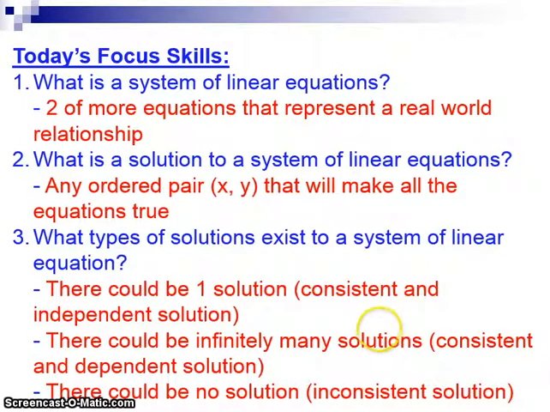Third, what types of solutions exist to a system of linear equations? And there are three different types. There could be one solution, and that's what we call consistent and independent solution. There could be infinitely many solutions, which is what we call consistent and dependent solution. Or there could be no solution at all, an inconsistent solution.